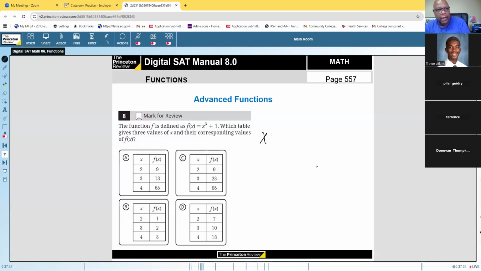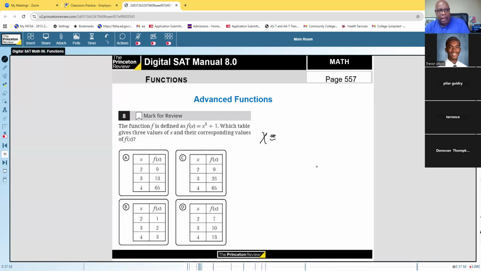So what did you use for X? Or how did you attack it? I just plugged every X value into it. And they're all 2, 3, 4, I believe. Yeah. So when you plugged in 2, could you eliminate anything? What did you eliminate when you plugged in 2?